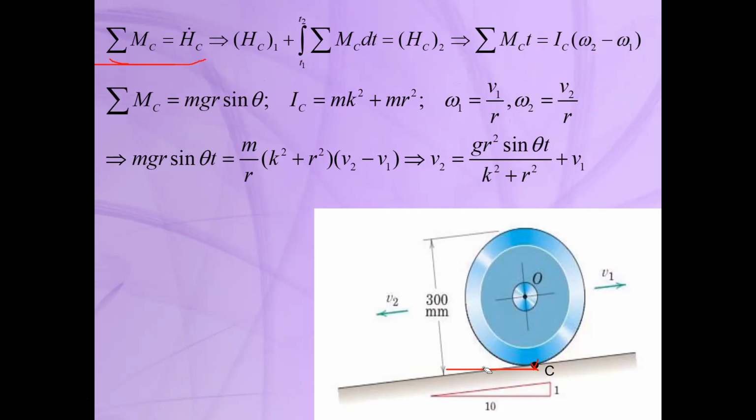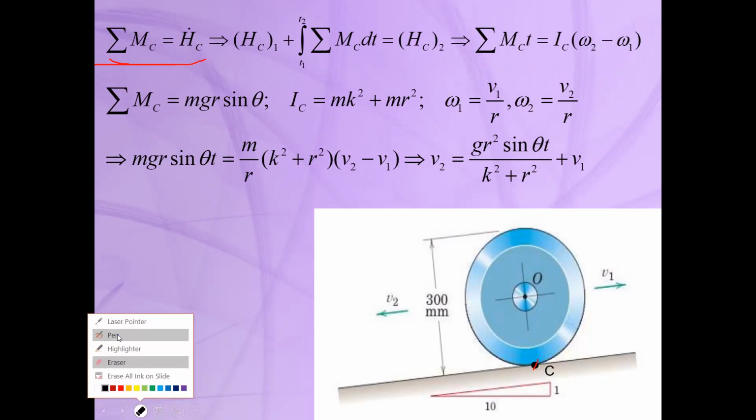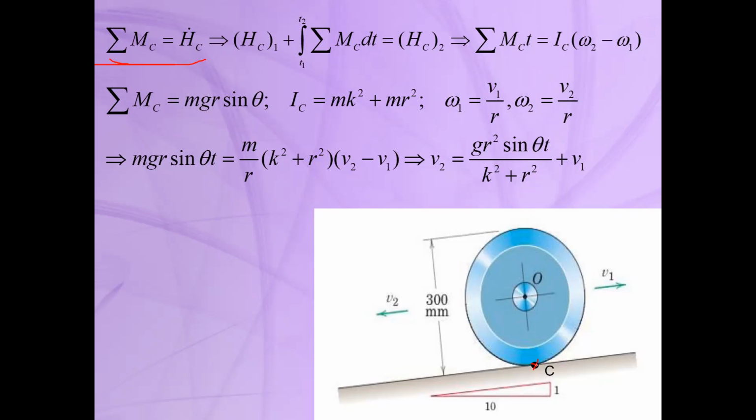So point C can be considered as a pin connection. Here we will have a pin connection. So you can write the momentum and impulse equation about this point C. We can write the moment about C is equal to h dot C, or the rate of change of angular momentum about point C.